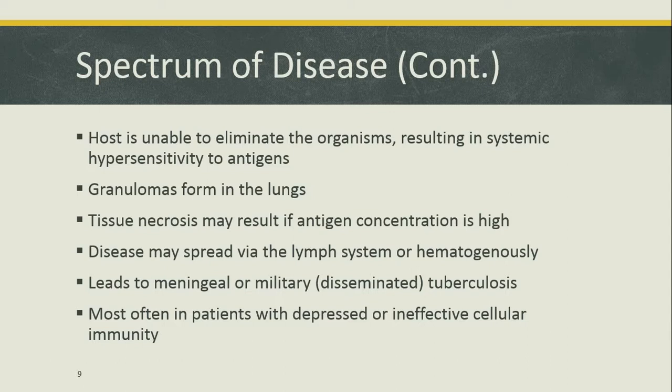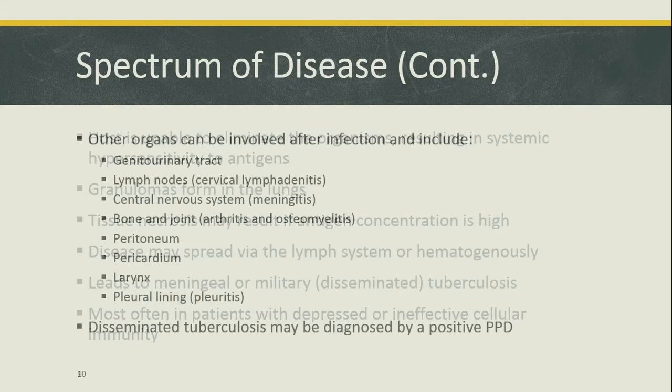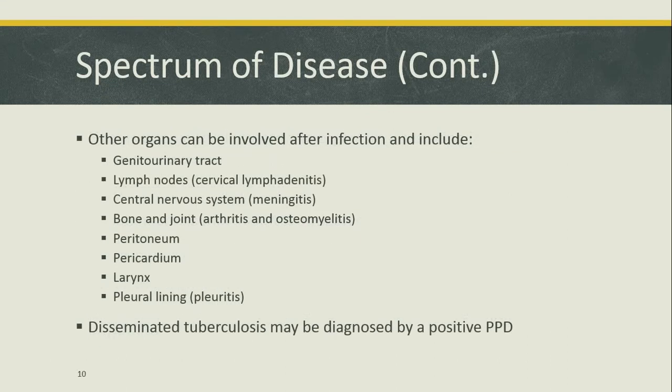Tissue necrosis may result if antigen concentration is high. The disease may spread through the lymphatic system or through the blood. And that's when you end up getting what they call disseminated tuberculosis because it has now spread. And then again, patients with a depressed immune system are more susceptible. So the other organs that could be involved after infection, once it has grown and survived the normal immune process and spread, can be pretty much anywhere.